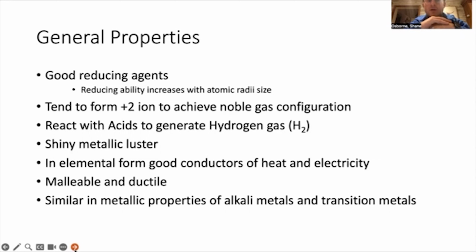And they tend to form +2 ions to achieve noble gas configurations, so they will lose 2 of their valence electrons. They generally react with acids to generate hydrogen gas, and they have a shiny metallic luster. In their elemental forms, they're good conductors of heat and electricity. They are malleable and ductile, which means they can be pulled into long wires or molded into shapes. And they have metallic properties similar to the alkali metals and the transition metals.